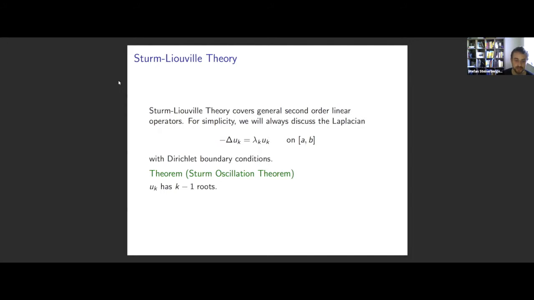And then there's a theorem, known as the Sturm oscillation theorem, and it says that the kth eigenfunction has k minus 1 roots, and many more things are known, like the roots interlace. So between any two roots of an eigenfunction, there's one of the next eigenfunction, and so on. And this is sort of a classical theorem. It basically tells you that eigenfunctions are fairly generic operators on the interval. They behave like they do for the Laplacian.